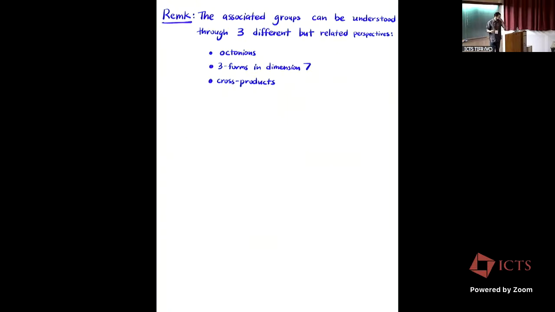So on the associated group side, there are 3 different perspectives that are all basically saying the same thing, but maybe look quite different on the surface for how you can understand these G2s. The first is through different flavors of octonions. The second is through 3-forms in dimension 7, and the third is through cross products. And I feel obliged to say this because the 3-form perspective is the most common for compact G2 manifolds in special holonomy. But for today, we'll really take the cross product perspective because that's the most adapted to our situation.